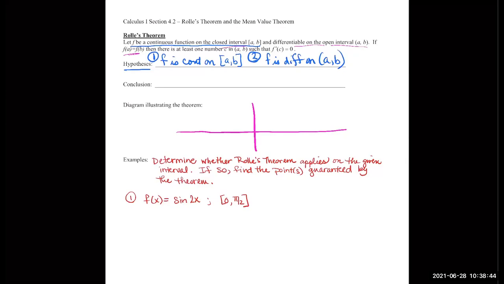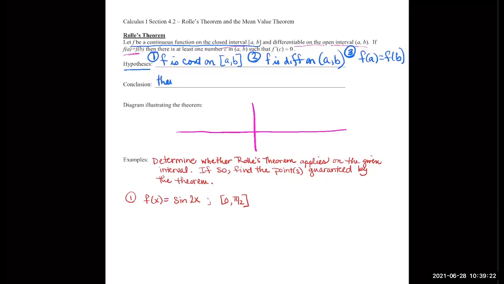Okay, now we want to draw a conclusion, but there's one other thing that has to be true. Does anyone see it? What is the other hypothesis that has to be true? Yeah, f of a has to be equal to f of b. Okay, so those are the three things that have to be true before we can draw a conclusion. The conclusion is the part that comes after the then. Okay, so if all of those things are true, then the conclusion is there exists at least one number.